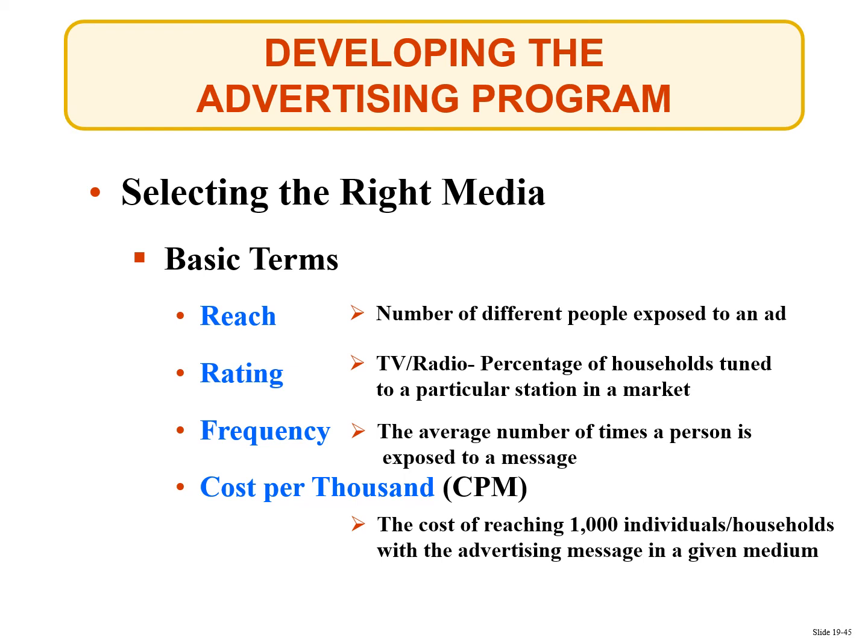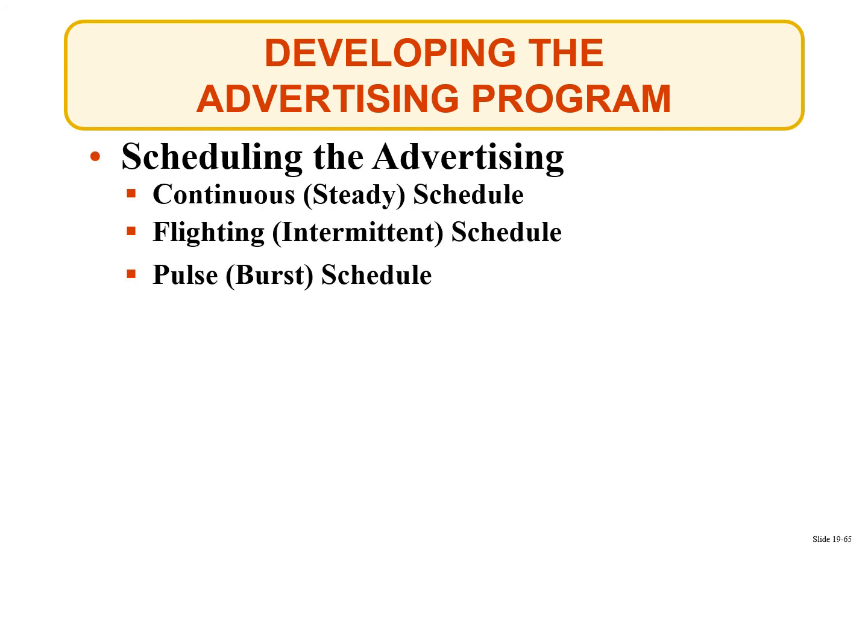So generally for advertising, we always say CPM, that's the cost for reaching 1,000 households or individuals with that advertising message in a given medium. And the next is scheduling the advertisement. That is, when should the advertisement be there?